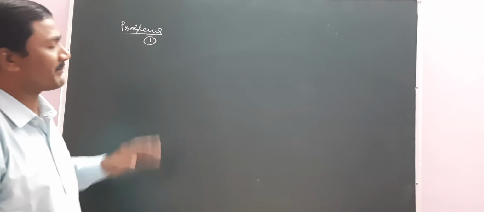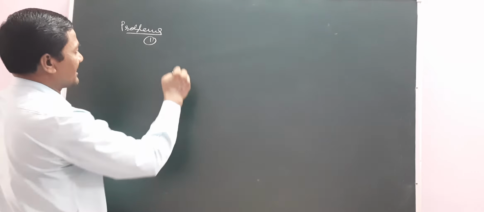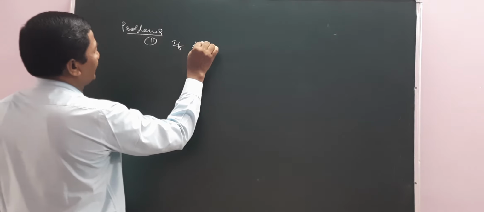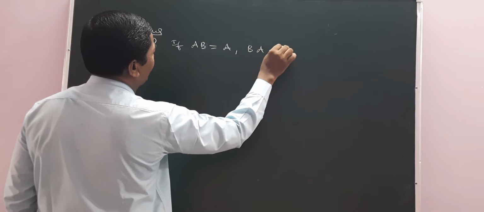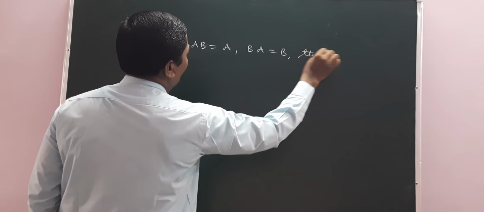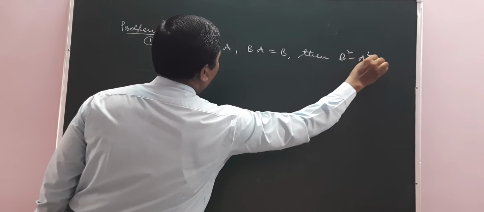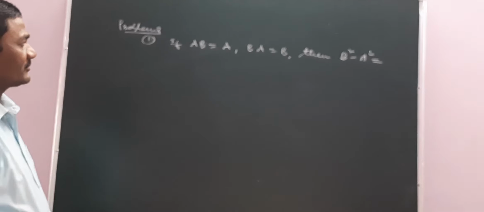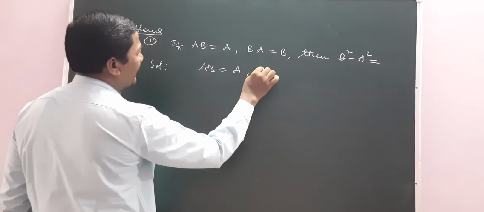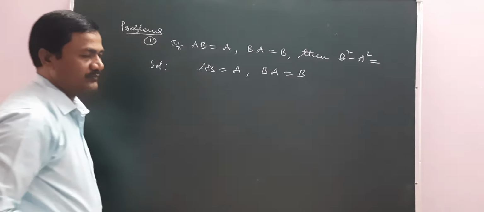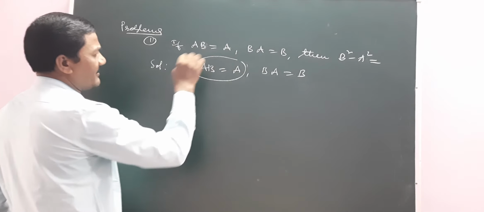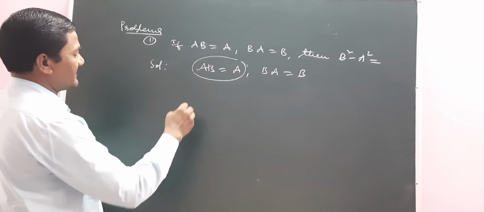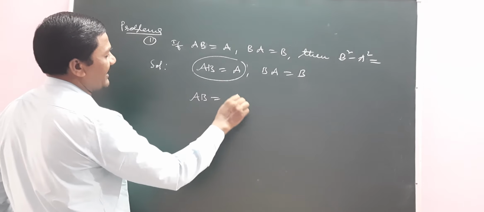Now we discuss some important problems on tree models. If AB is equal to A and BA is equal to B, then what is B square minus A square? Here AB is equal to A is given and BA is equal to B is also given. We consider the first part. So AB is equal to A.